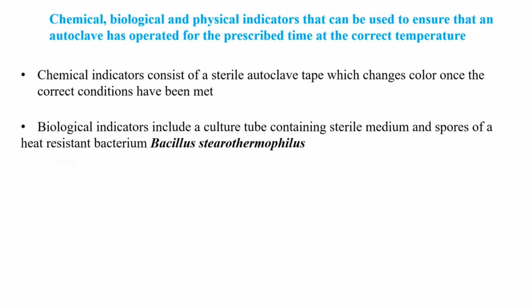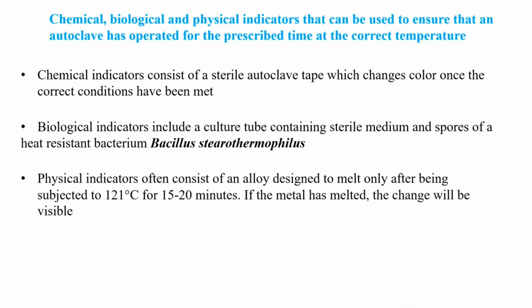Biological indicators include a culture tube containing sterile medium and spores of heat-resistant bacterium Bacillus stearothermophilus. If the autoclave did not reach the right temperature, the spores will germinate and their metabolism will change the color of a pH sensitive chemical. Physical indicators often consist of an alloy designed to melt only after being subjected to 121 degrees for 15 to 20 minutes. If the metal has melted, the change will be visible.